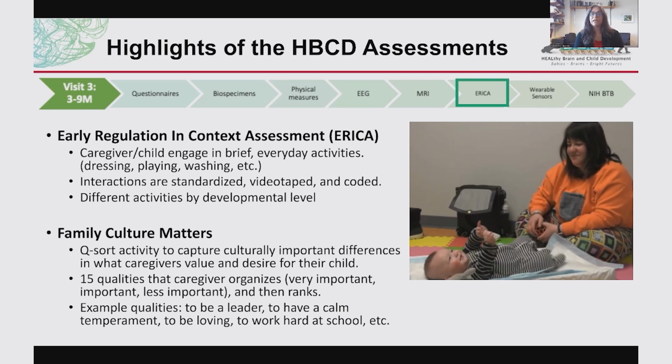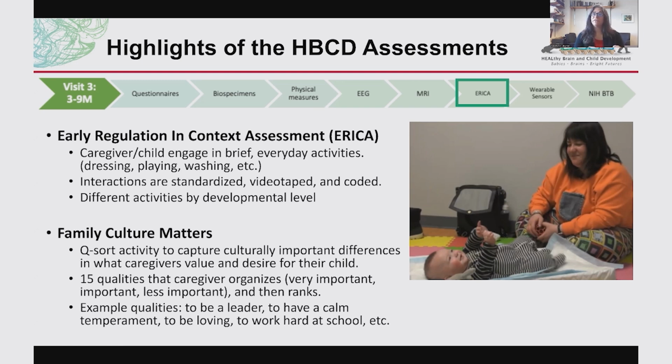I'm very excited that within the context of these assessments and the videotaped coding we're doing, we're also measuring family cultures, this measure called Family Cultures Matters, which is a Q-sort activity that's designed to capture important differences in what caregivers value and desire for their child. The way this is done, there are 15 qualities that the caregiver organizes into 3 different bins: very important, important, and less important. And then in each of those bins, which can contain 5 qualities in each, they rank them in order from most to least important.